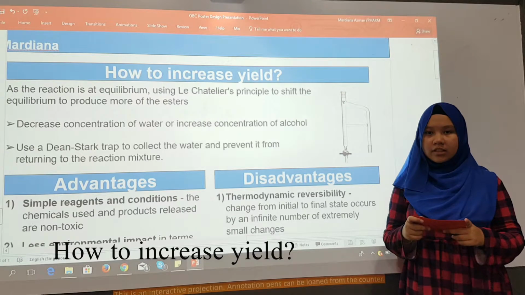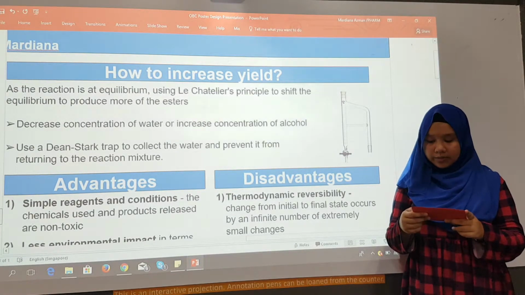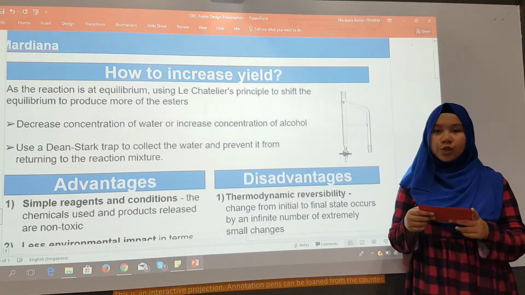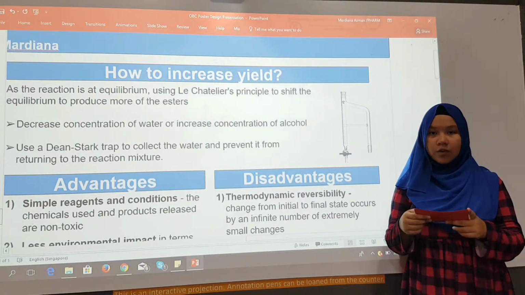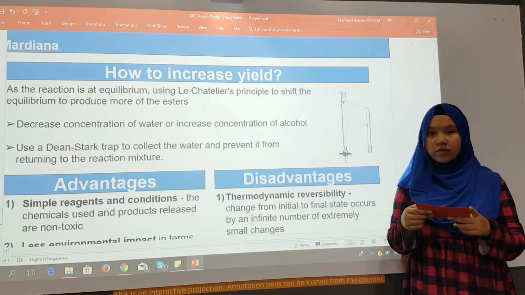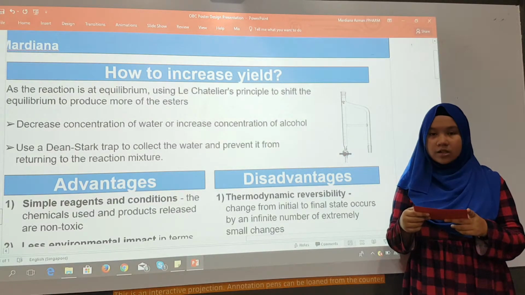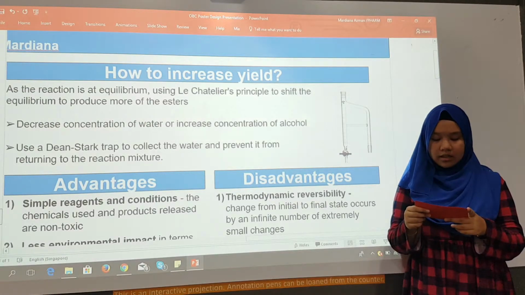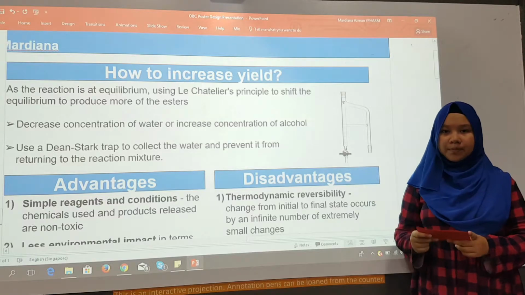How do we increase the yield of Fischer esterification? As the reaction is at equilibrium, Le Chatelier's principle is used to shift the equilibrium to the right to produce more ester. Firstly, we can decrease the concentration of water or increase the concentration of alcohol. Secondly, we can use a Dean-Stark trap, which collects water and reduces the amount of water in the mixture, thus increasing the yield of the reaction. So this is a Dean-Stark trap.